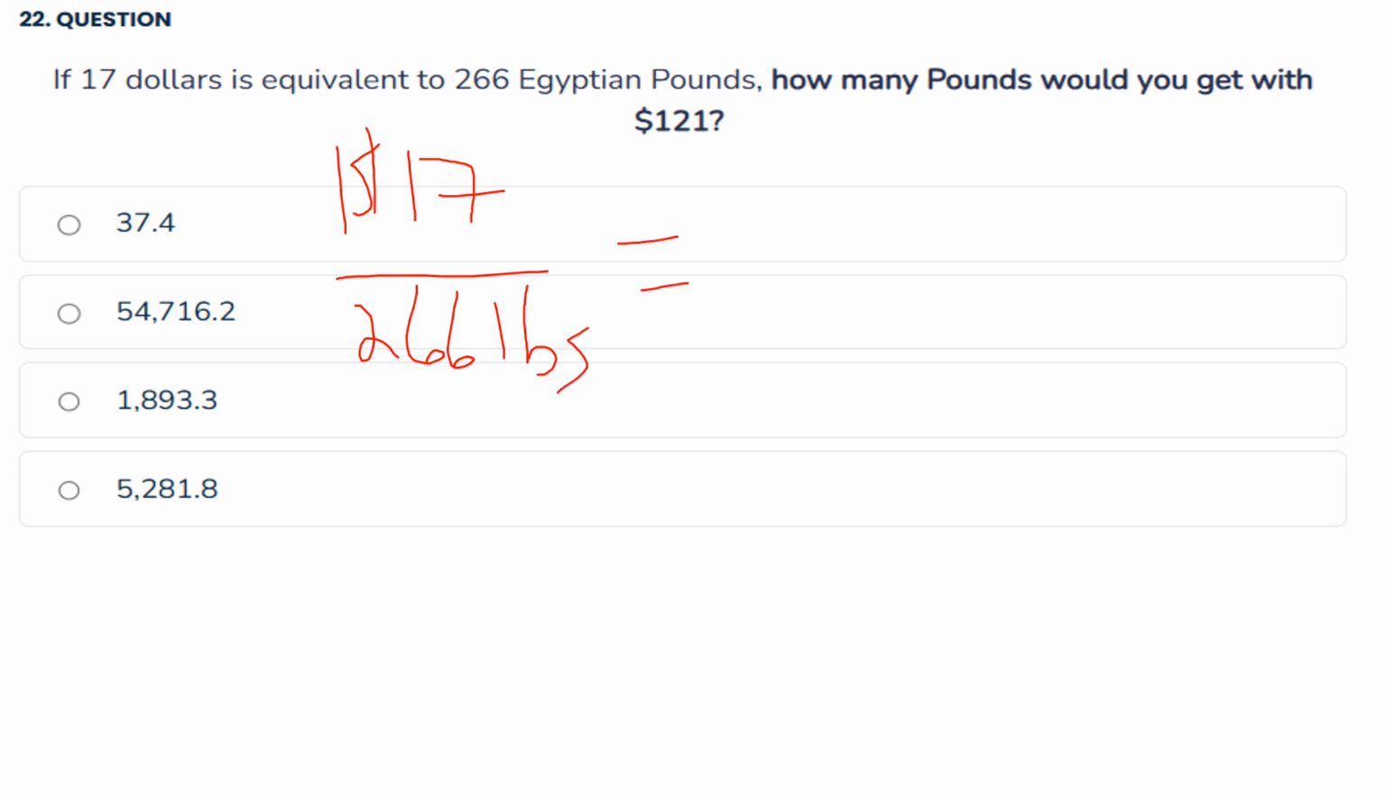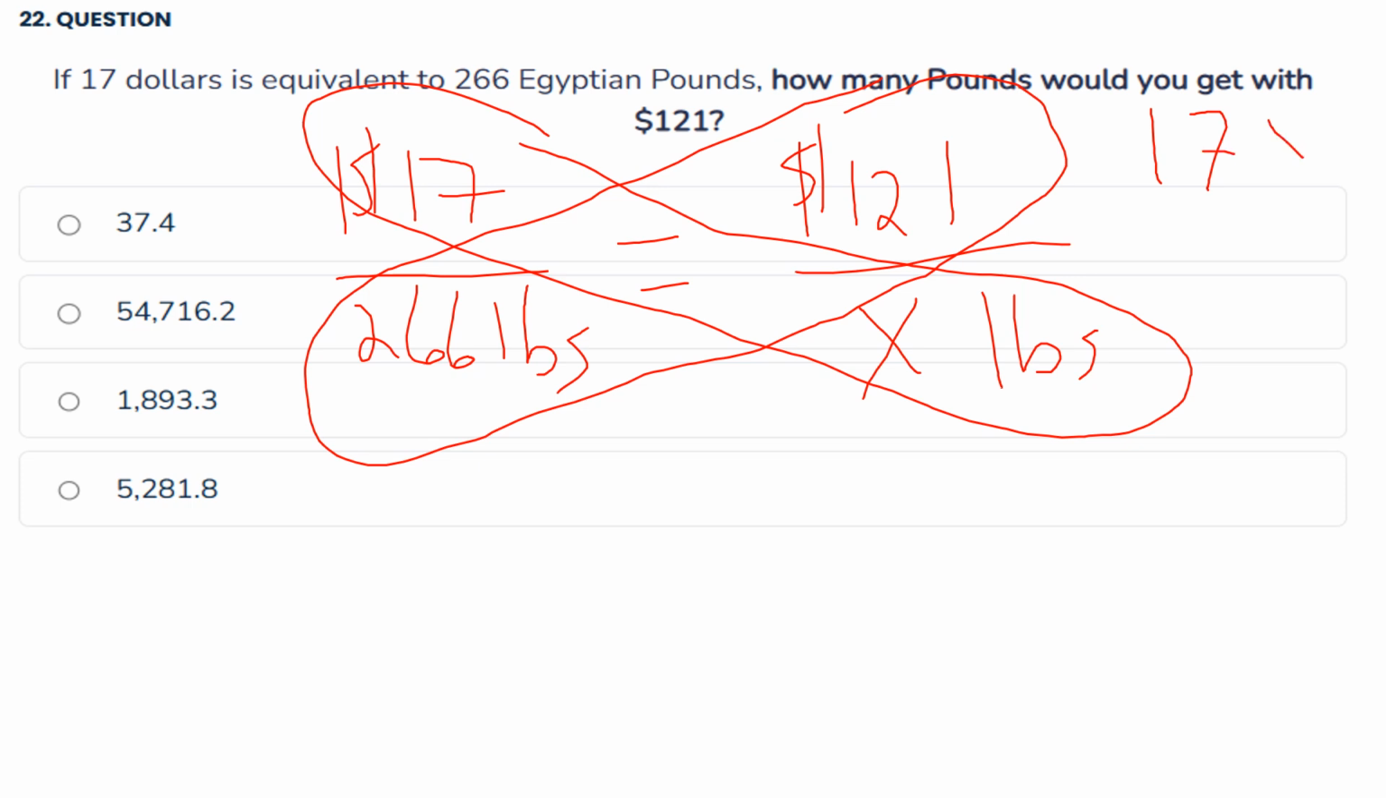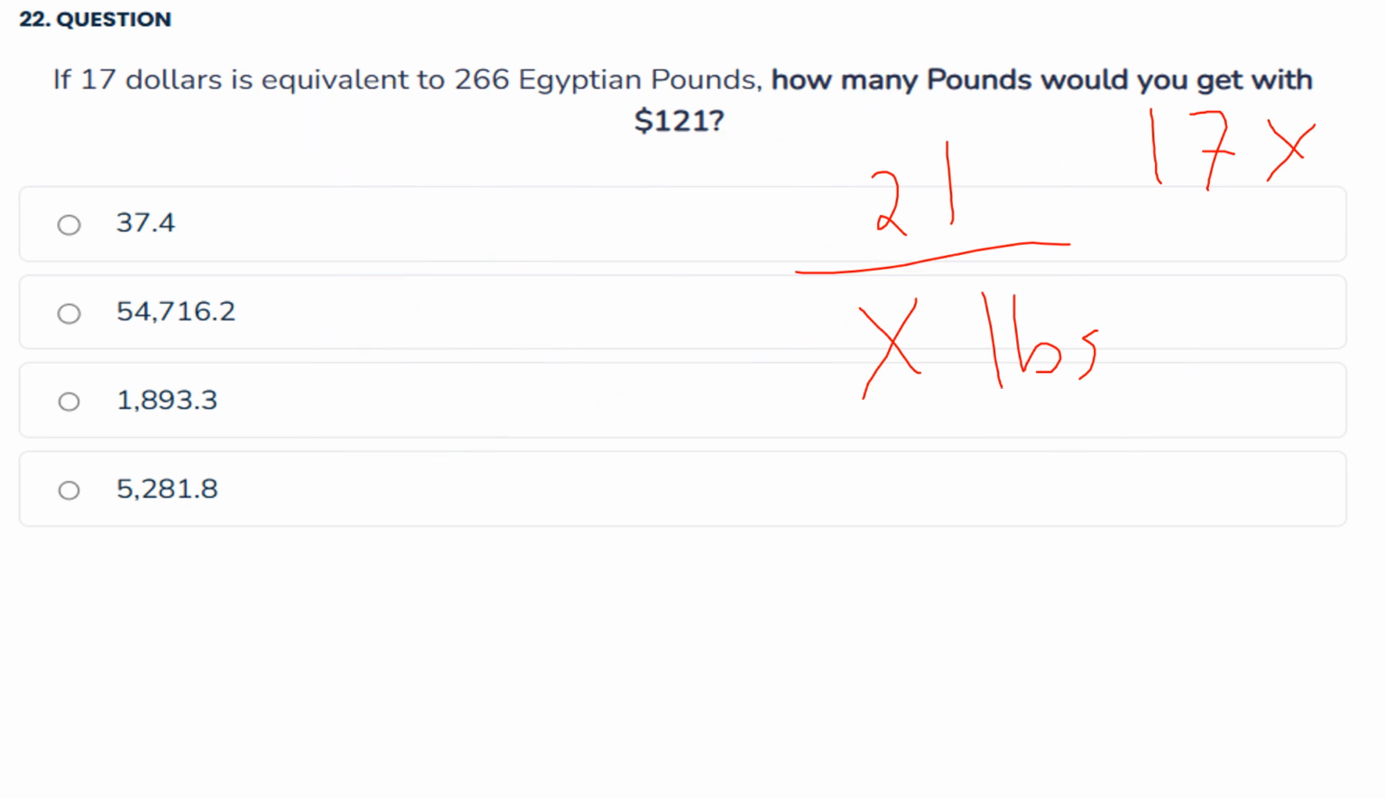So we need to find out how much $121, how many pounds is that? X pounds. So to do that, we cross multiply. So we know we have 17x, but what we really need to find out is what 121 times 266 is. So I'm going to erase that because I need some space to write this number. So we have, let's put 266 up top.